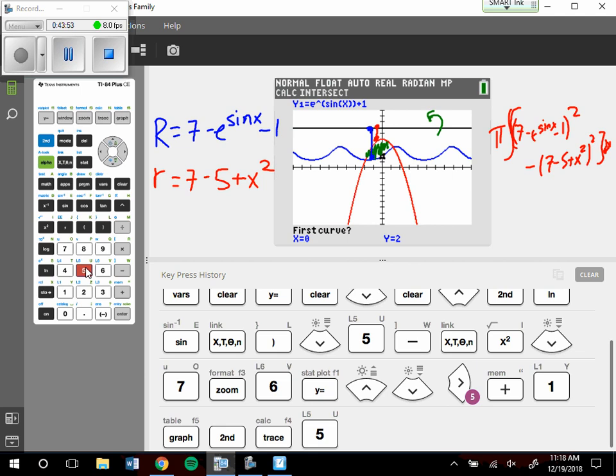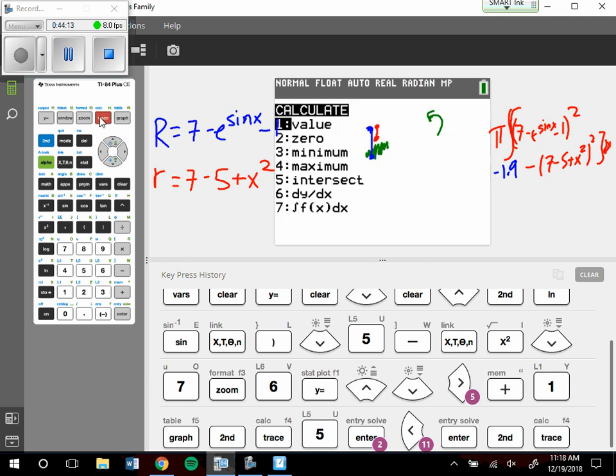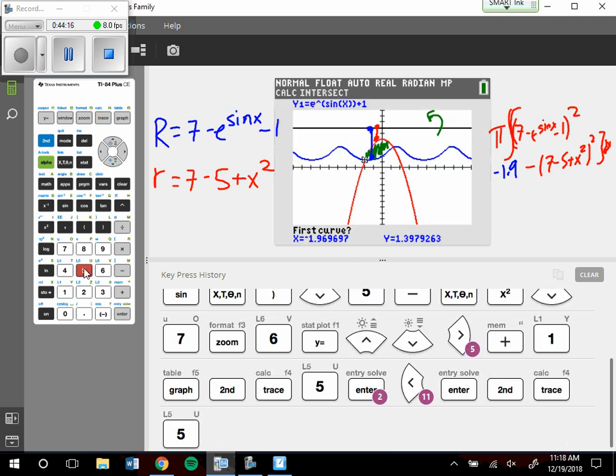Second, calc, intersect, first curve, second curve, and then I'm going to scroll over to the one towards the left. And I get a lower bound of negative 1.900, so negative 1.9. I need my upper bound: second, calc, intersect, first curve, second curve, and I'm going to scroll over. 1.206. And then your calculator can do all of that for you using math 9.